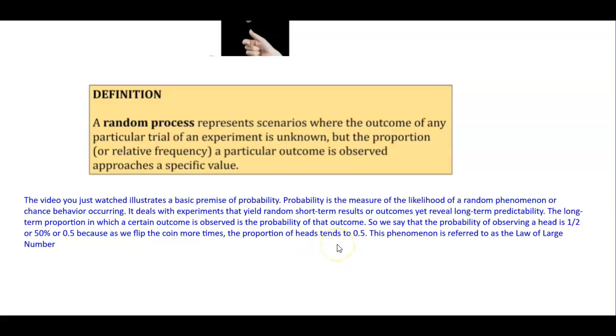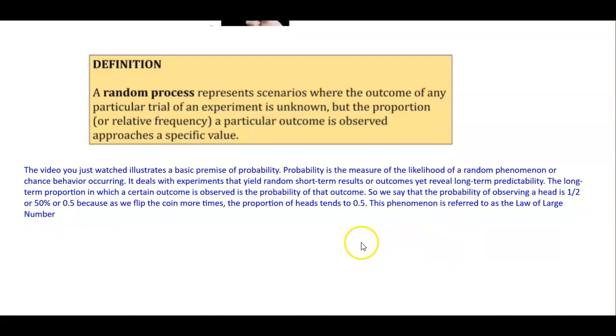So we say that the probability of observing a head is 1 out of 2, or 50%, or 0.5, because as we flip the coin more times, the proportion of heads tends to approach 0.5. This phenomenon is referred to as the law of large numbers.